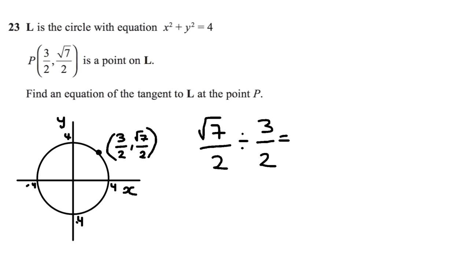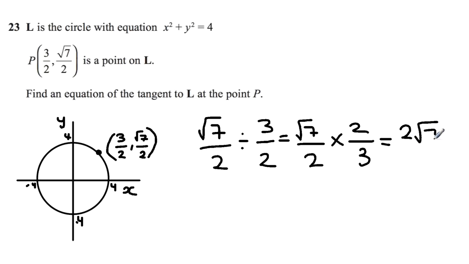When we divide fractions, you take the reciprocal of the right fraction and then multiply. So effectively what we have is square root of 7 over 2 times 2 over 3, which equals 2 square root 7 over 6. This can be simplified further, so we have square root 7 over 3. So the gradient of the line from the origin to P is square root 7 over 3.